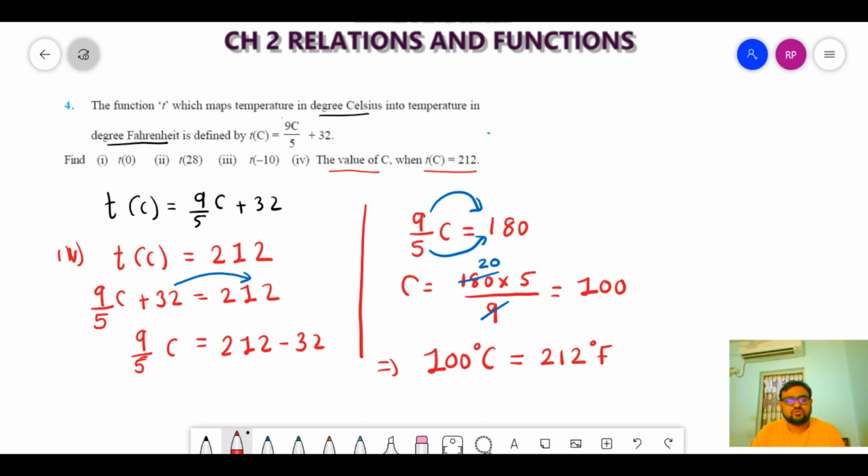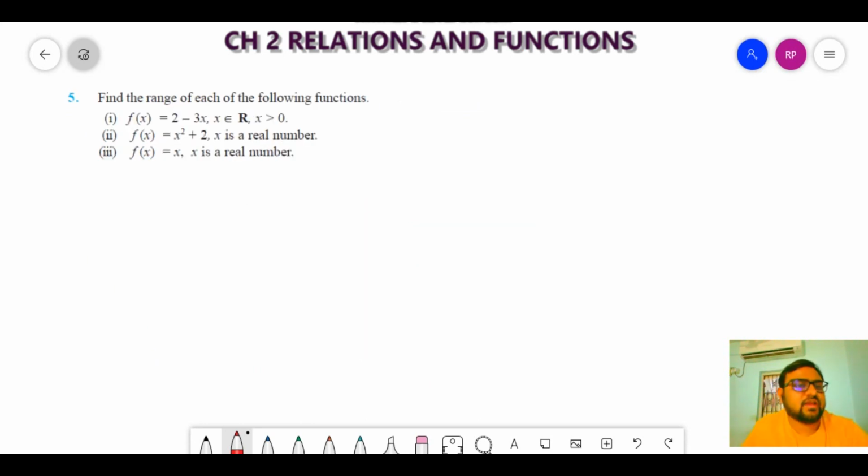Okay, now let's move to the next question. That is question number 5. That is the last for this exercise. Question number 5. Find the range of each of the following functions. Okay, so let's take the first one. It is f(x) is equal to 2 minus 3x.